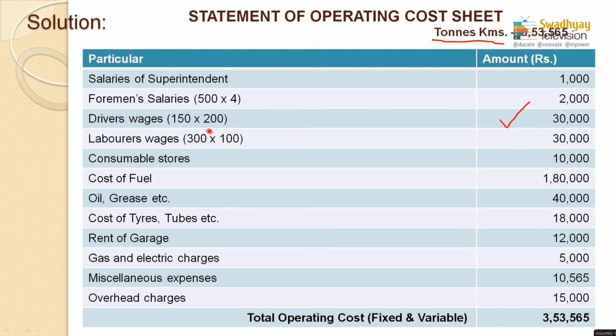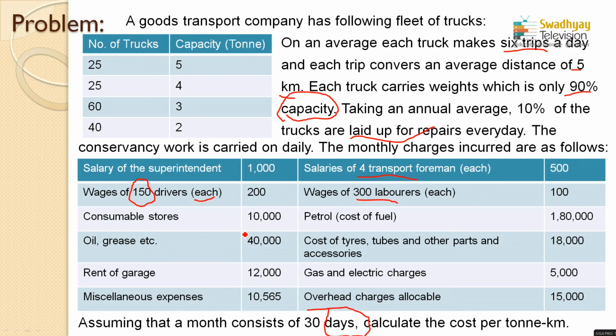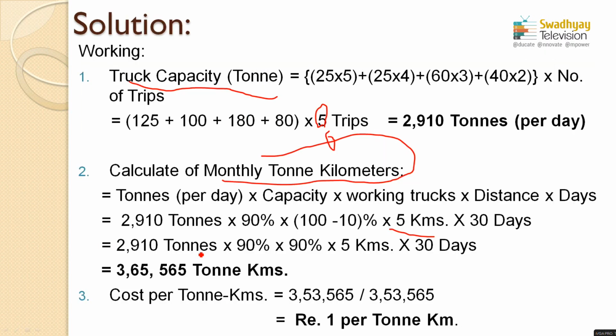Then the next is laborers. There are 300 laborers and each laborer gets 100 rupees salary. The total amount of laborers' wages is 30,000. Then after the laborers' expenditures, see the question, all expenses are clearly defined, whether it is petrol, consumable oil, or cost of tires and tubes.